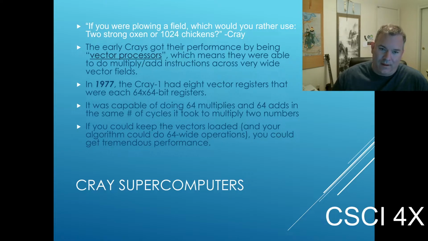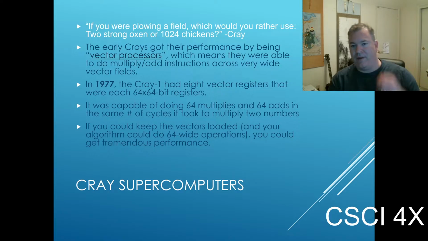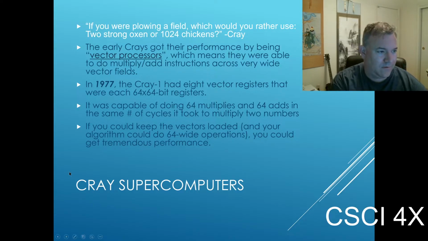So, back in the day, there's this guy named Seymour Cray, and the dude was like this brilliant computer engineer, right? And so he made some of the fastest computers in the world for a good 15 years or so. His company like dominated the supercomputer market for years. And so his philosophy was, would you rather have 2 oxen pulling a plow or 1,000 chickens?